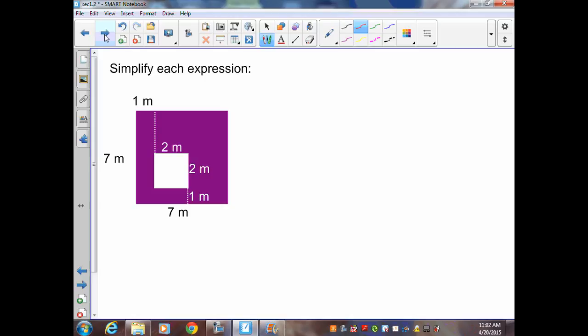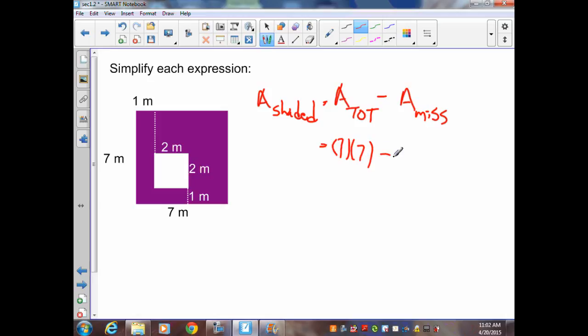I want to find, again, two methods of determining the area of the shaded region. Let's do the last method that we just did first, which is the area of the shaded equals area of the total minus area of the missing. So I'm going to assume that this whole block is shaded in. And to do that, that's going to give me the area of the total. And I know the total piece is going to be 7 by 7, minus the area of the missing, which I know is 2 by 2.